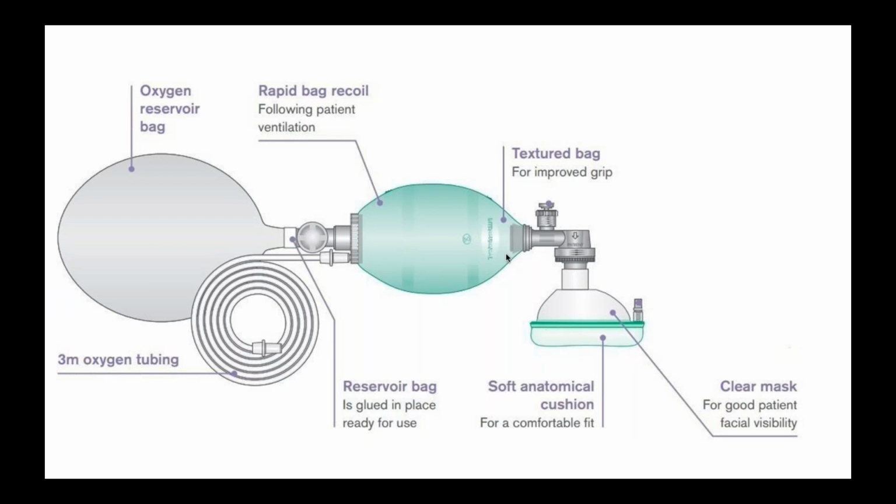So this is the bag, the surface of which is textured. It is not smooth, so that it does not slip from your hands, so there is a good grip. This is the patient end of the bag. In this patient end, there are two valves. This is the pop-off valve.